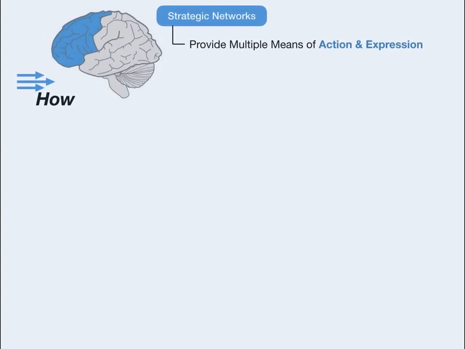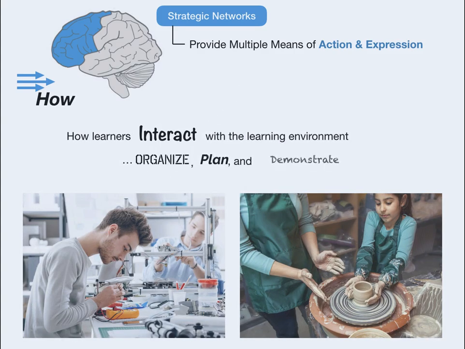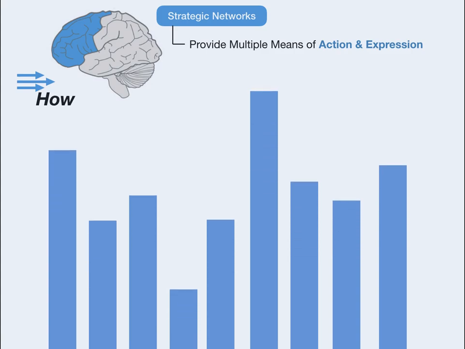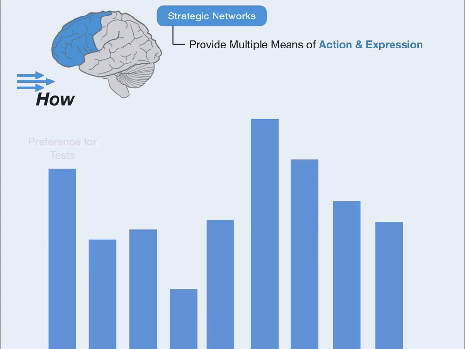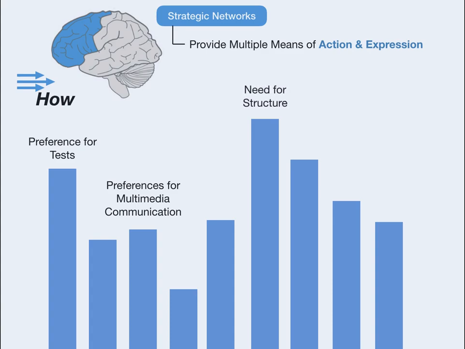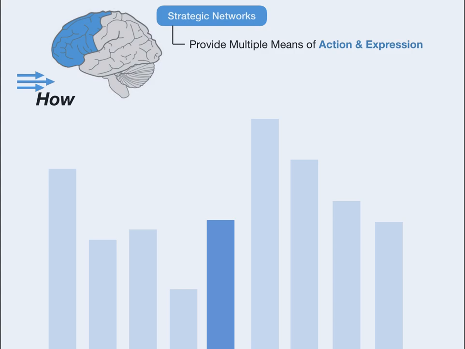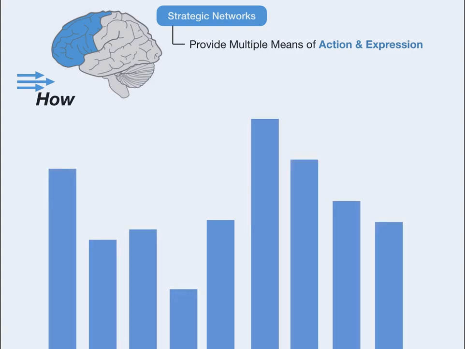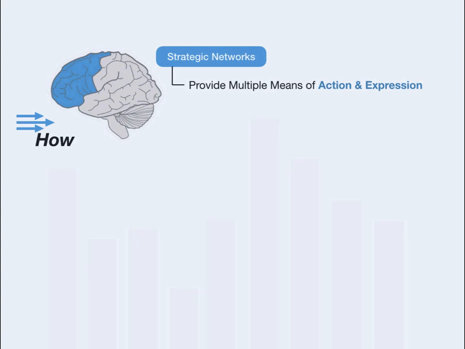Multiple means of action and expression aligns to the strategic network, or the how of learning. It relates to how learners interact with the learning environment and organize, plan, and demonstrate their learning. Not surprisingly, learners vary in how they best communicate and execute learning. Some prefer to demonstrate their knowledge by taking tests, while others do better sharing their ideas in video or audio. Some do best when they are provided with structure and organization, while others prefer to be more self-directed. Because there is variability among learners, there is no one way of structuring learning or expressing knowledge that will work best for all learners in all situations. Providing multiple ways for learners to act and show what they know is essential.